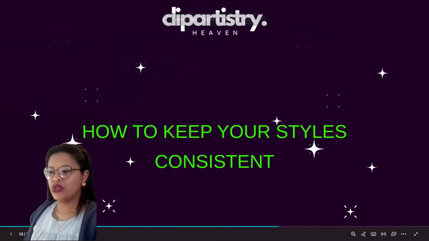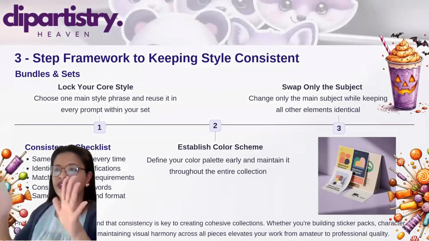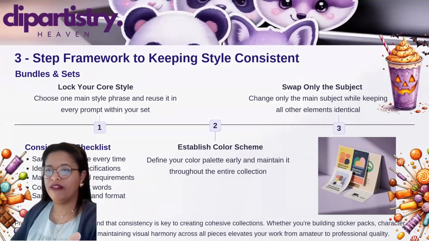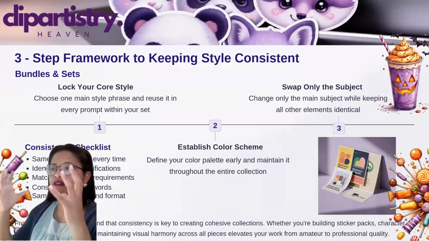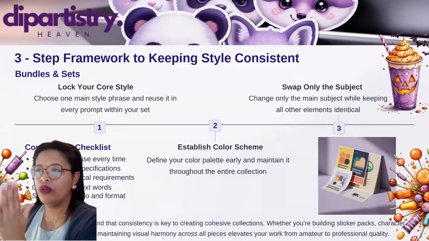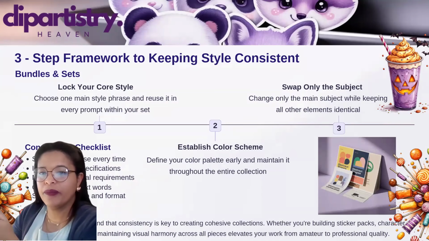So how to keep your styles consistent, which is what I touched on now. I've got a 3-step framework, which is basically what you're seeing in front of you. In order to consistently produce bundles that are visually cohesive and have a story, and it all looks the same, I would do the following.